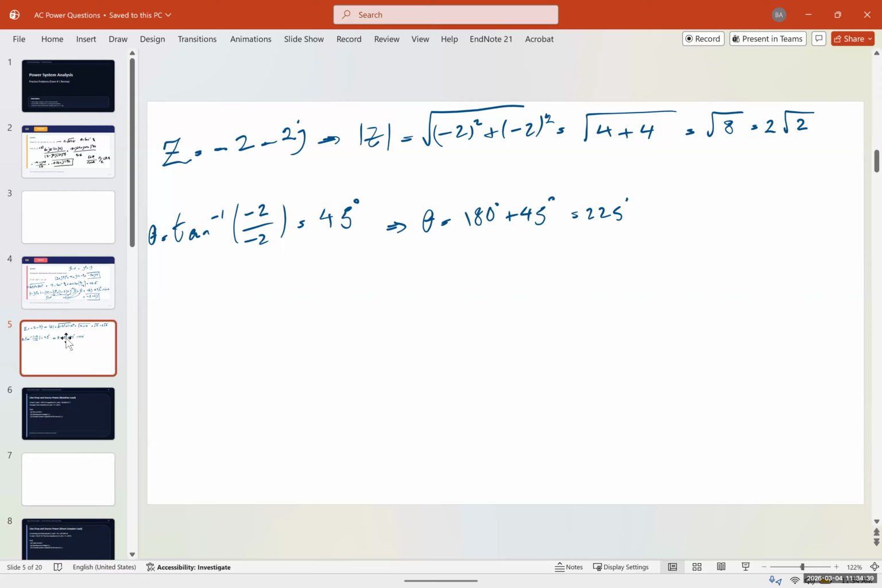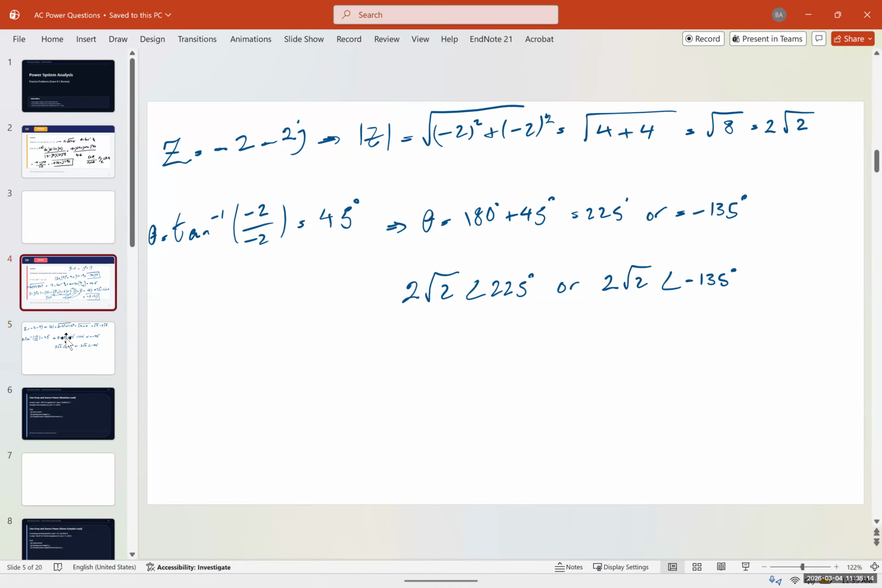Or we can write it as the equivalent of negative 135 degrees. Both of them are the same, whether you go this way or the opposite direction. So we could write 2 square root of 2 with 225 degrees, or the equivalent form would be 2 square root of 2 with the angle of negative 135 degrees.